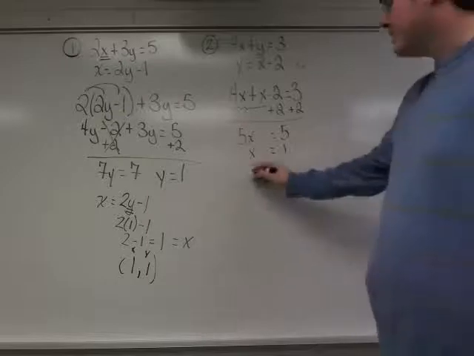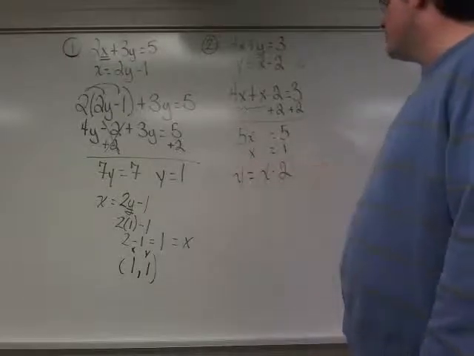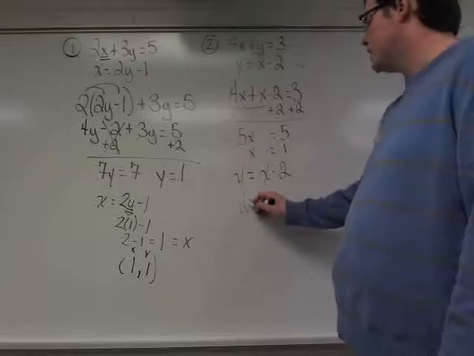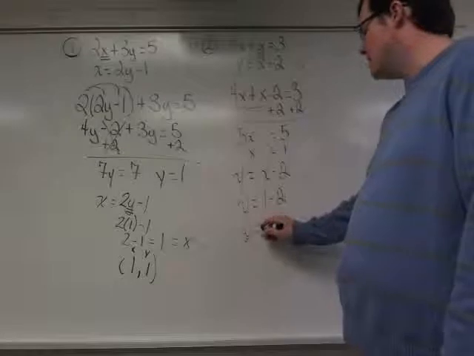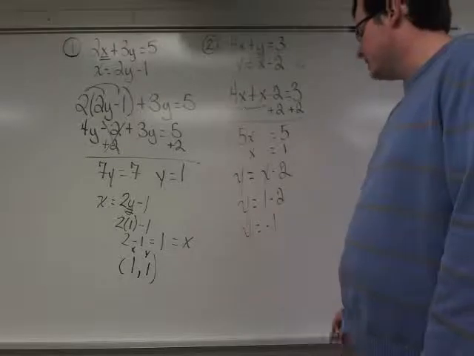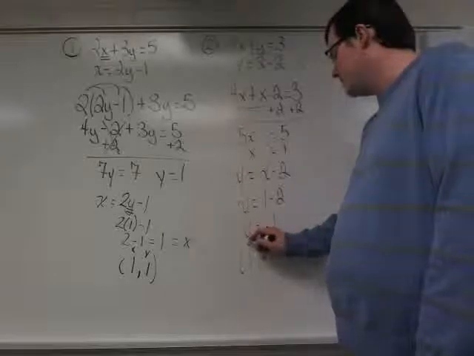Good technique. All right, so I've got y equals x minus 2, but I've just found out that x is 1. So change x into 1. So I've got y is the same thing as 1 minus 2, or y is the same thing as negative 1. So the solution to the system of equations is 1 comma negative 1.